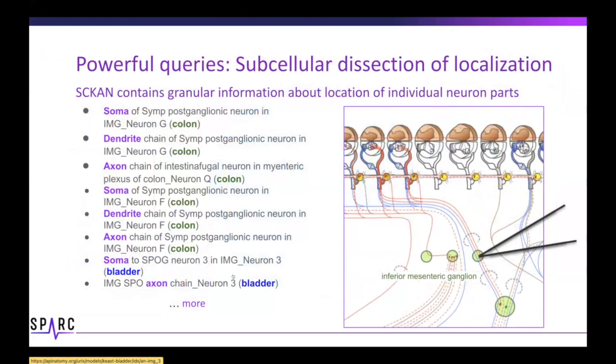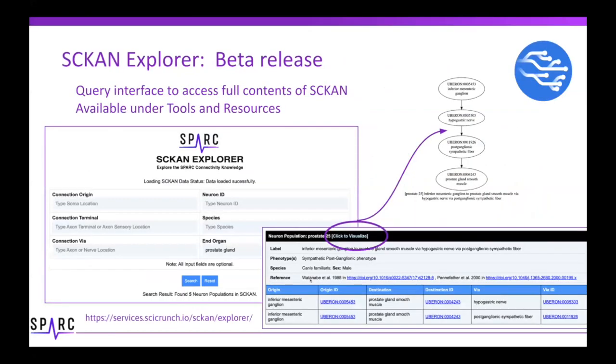SCKAN, as I mentioned, has the model of the neuron in it, so it enables very powerful queries where you can point to a location in a nerve, for example, and it can tell you which populations of neurons pass through it, whether there's a soma associated with it, an axon terminal. So it really starts to support the idea that if I were to virtually stimulate this, I would know something about the populations of neurons, and therefore anatomical structures, that were affected.